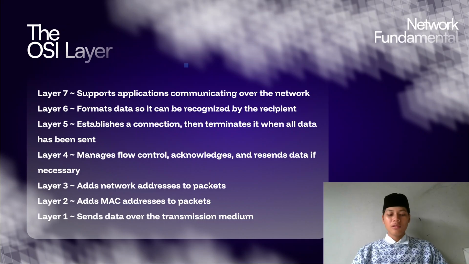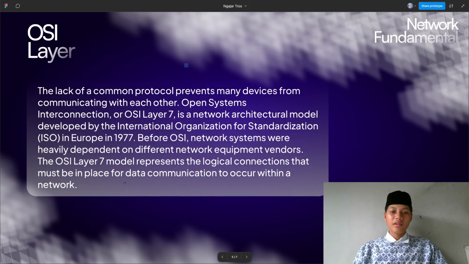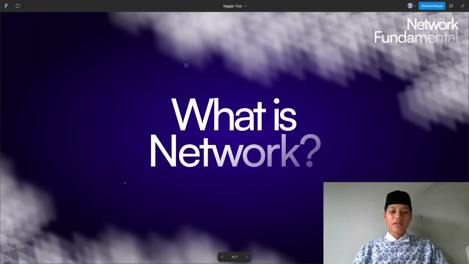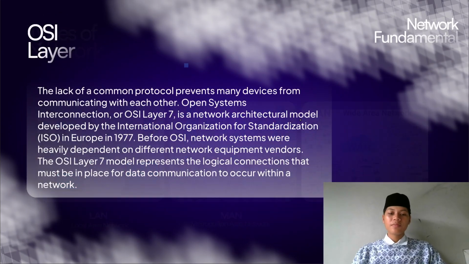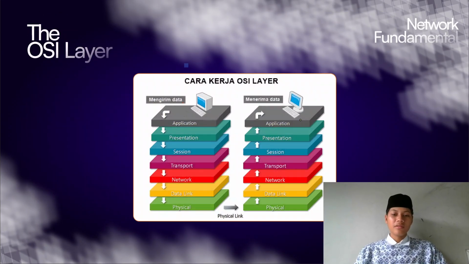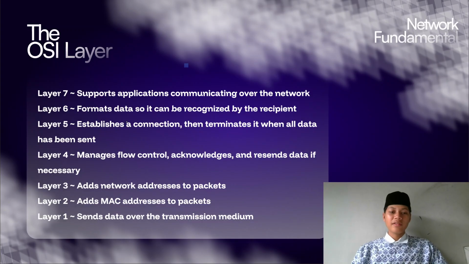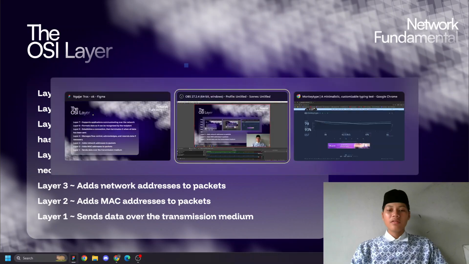Okay, so maybe that's all, but I will conclude all of the OSI layers. From the first, there are three types of network: LAN, MAN, and WAN. And then there are the OSI seven layers that the internet uses. Okay, so I think that's all.